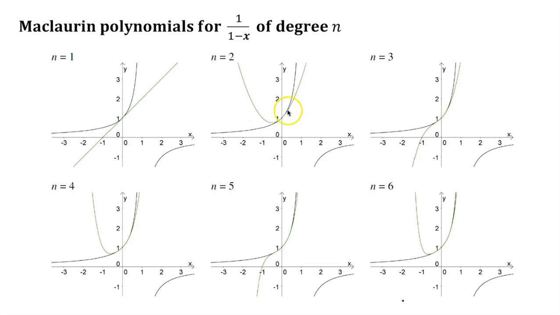So it's a little bit better of an approximation. This line is pretty terrible. It's only close right near 0. This parabola stays close to 1 over 1 minus x for longer. This cubic function here stays close to this curve a little bit longer. The degree 4 polynomial here stays even closer to 1 over 1 minus x for longer. Then I have n equals 5, a degree 5, a degree 6 polynomial.